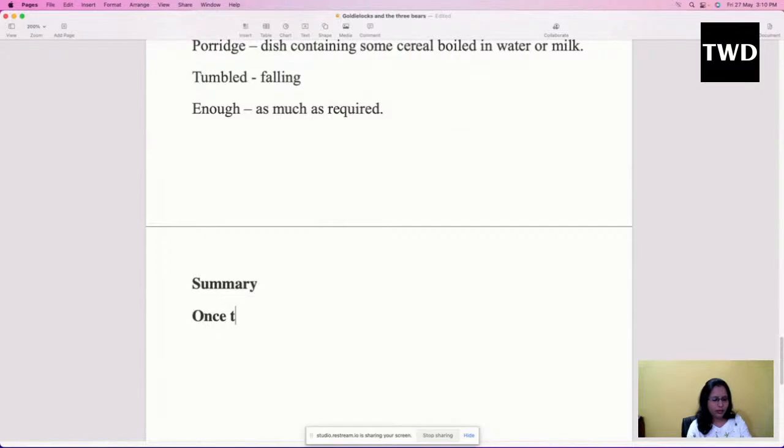So once there were three bears who lived in a jungle.